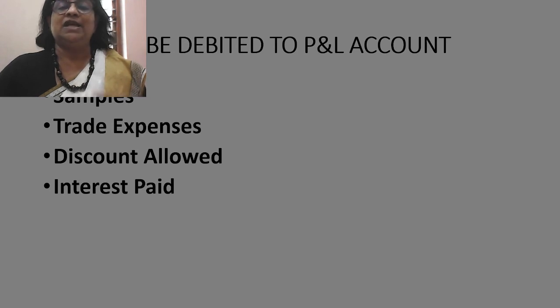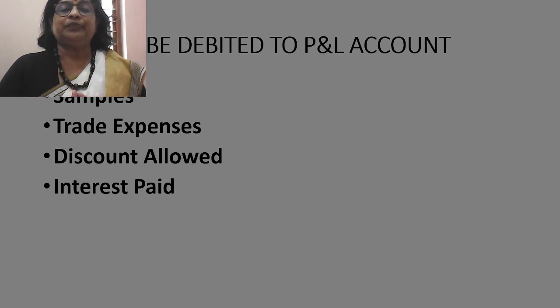Trade expenses. Another term used is sundry expenses. Small expenses you will classify as one group and you will debit to profit and loss account. It will be the refreshment charges, treating a guest, an official guest. All this can be trade expenses.